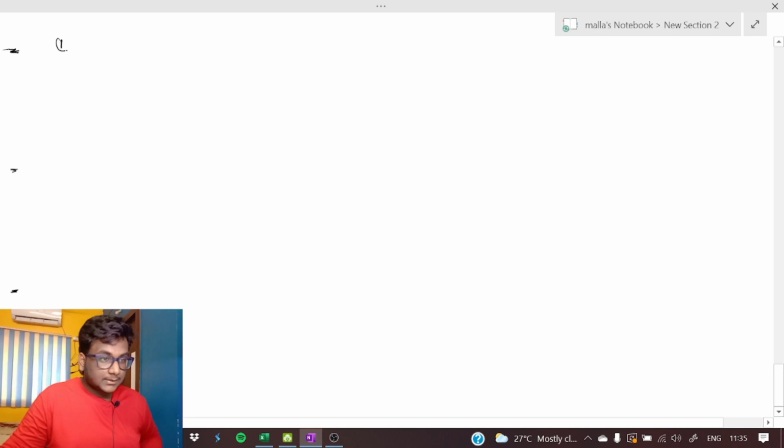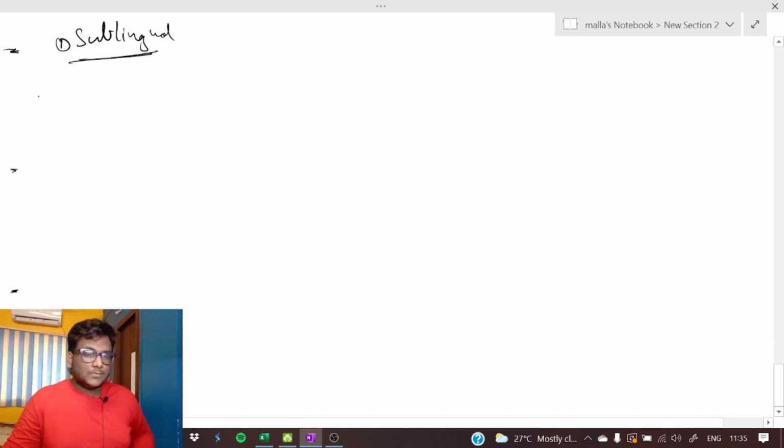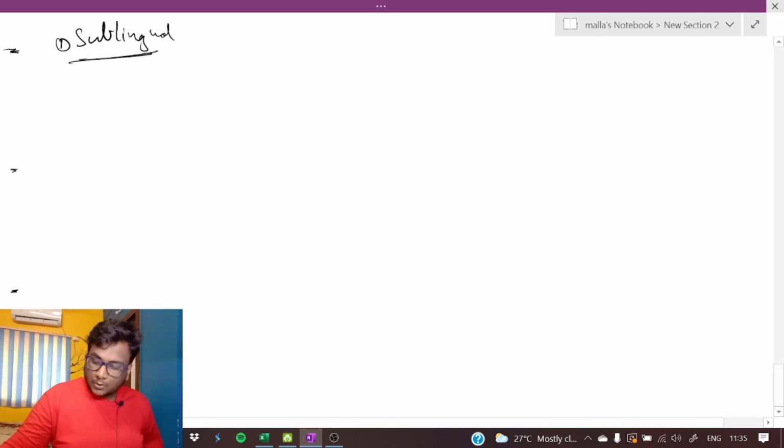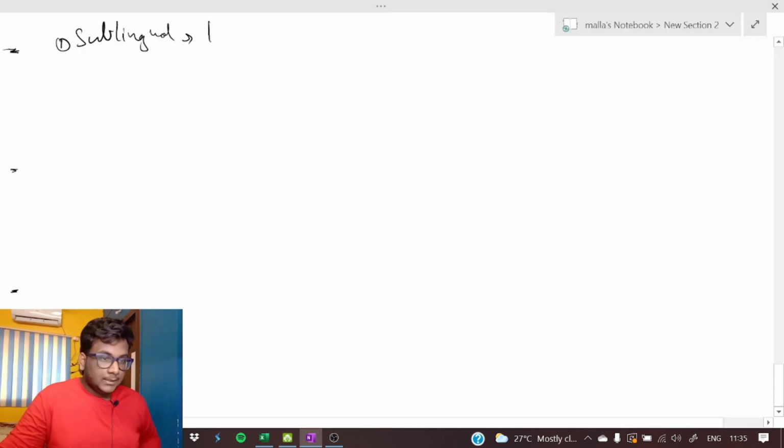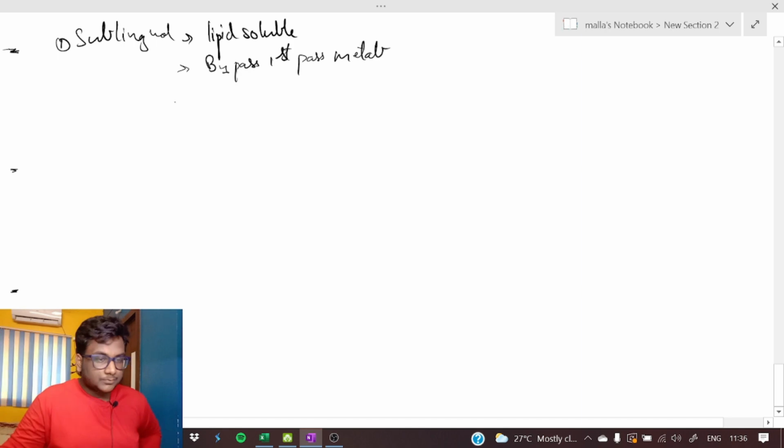The first one is sublingual. You may ask, sublingual is also a type of oral administration. No, sublingual means below the tongue. It is a very fast acting way. It directly goes into the circulation. We only use lipid soluble drugs in this method, which bypass first pass metabolism. Hence, there is no metabolism of this drug, so small quantities are sufficient for the drug. It is very much faster than oral.